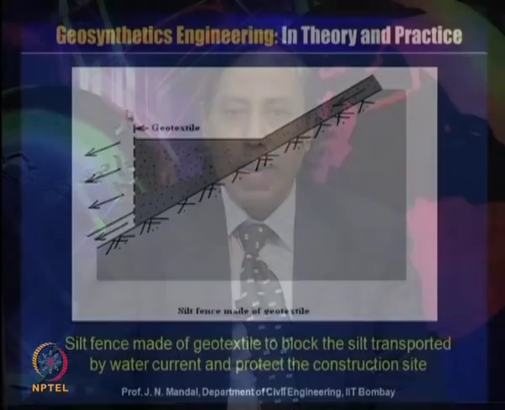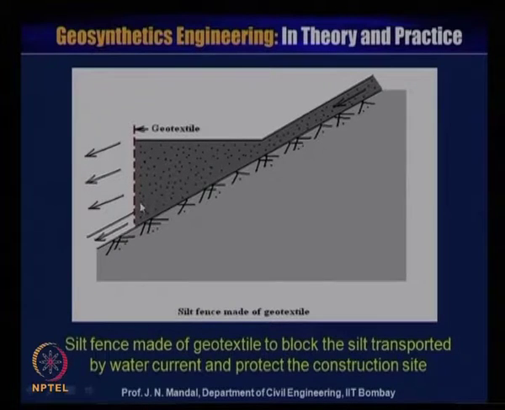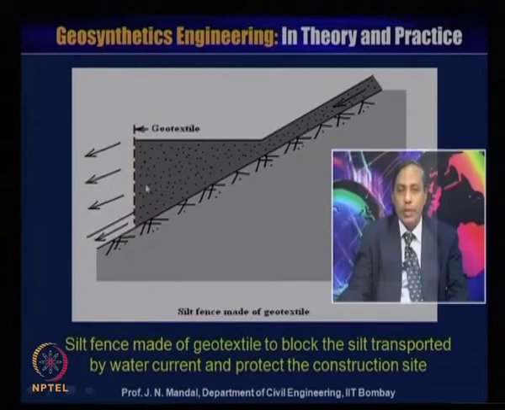This is another one, the silt fence made of geotextile, to block the silt transported by the water current and protect the construction site. If construction is going on here, then from the slope there will be sedimentation, and this can be prevented by providing the log and the geotextile material as a silt fence. Then the sedimentation can be gradually reduced. I will explain later what the silt fence is, how you can make use of it, and how you can design it.